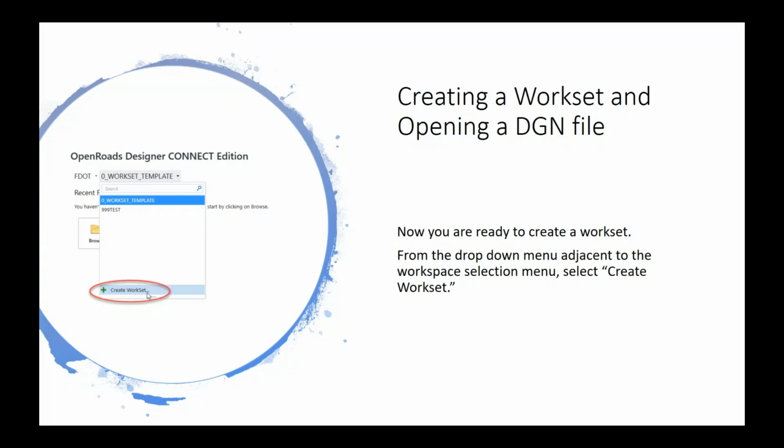I'll explain this a little bit more later, but worksets created using other workspaces such as GDOT or NCDOT will be created in corresponding subfolders of the workset folder. That is, you'd have a GDOT subfolder, NCDOT subfolder, and an FDOT subfolder in that worksets folder. So to create a workset, select the Workset drop-down menu adjacent to the Workspace selection menu and select Create Workset.